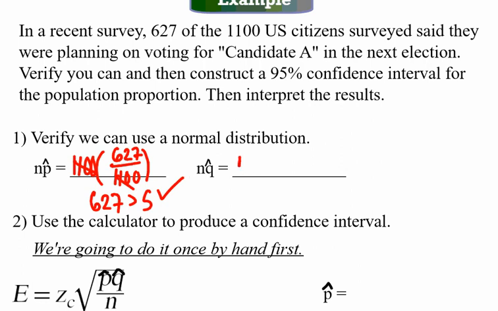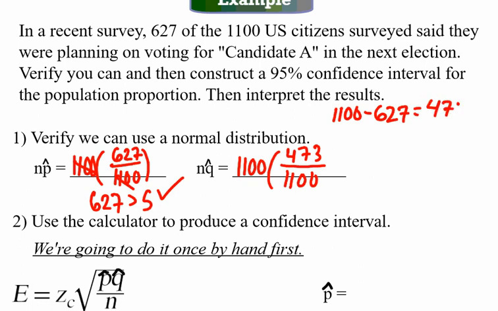N times q, again, 1,100 times our failure rate. Well, failure would be the opposite of success. If 1,100 were sampled and 627 said yes, if I subtract 627 from 1,100, that means 473 said no. Where did I get that? That was 1,100 minus 627, 473. That's how many people said nay to candidate A. Hey, the 1,100s cancel out, it's 473, so n times p and n times q are just the number of successes and the number of failures. This is 473, much bigger than 5, so we are valid using a normal distribution.